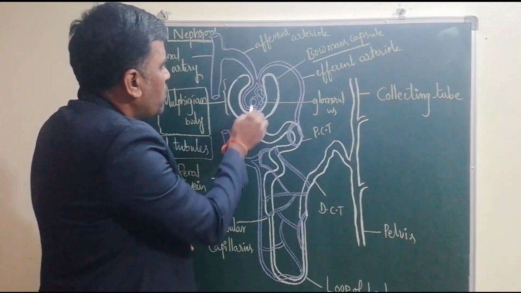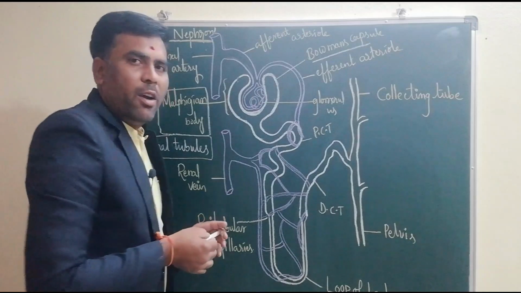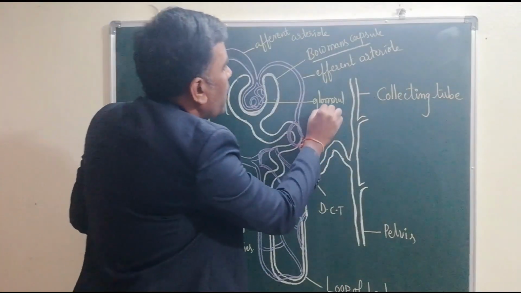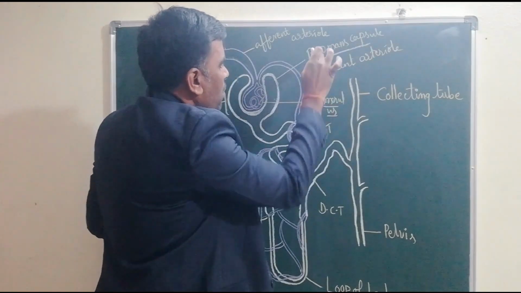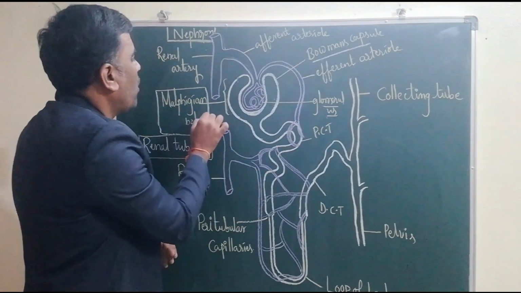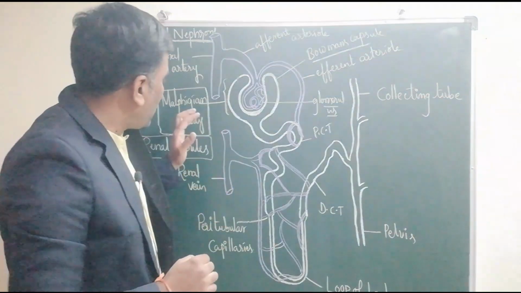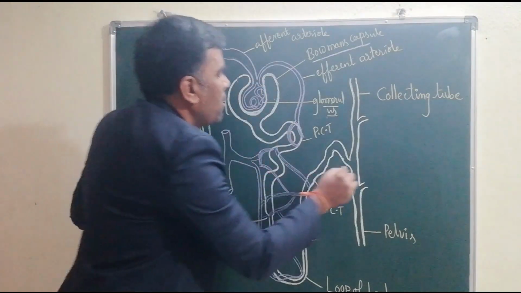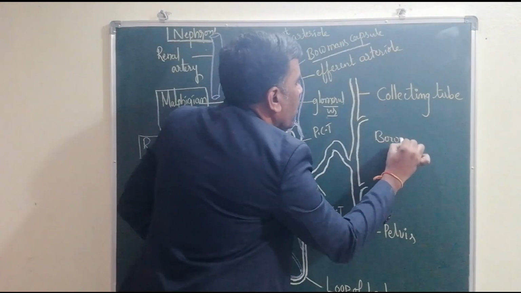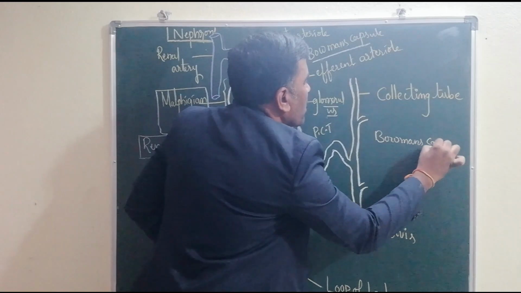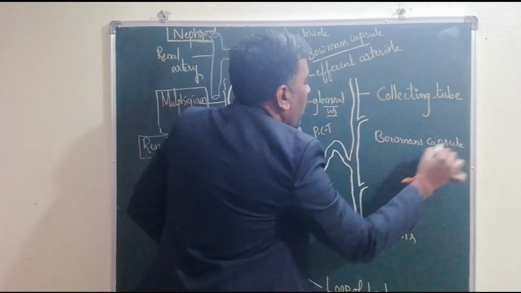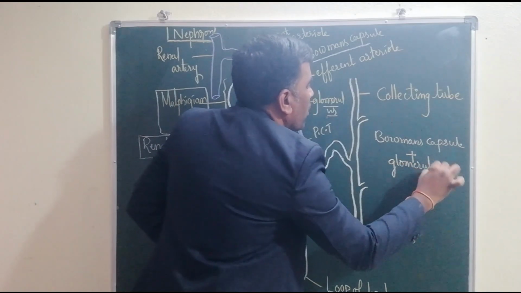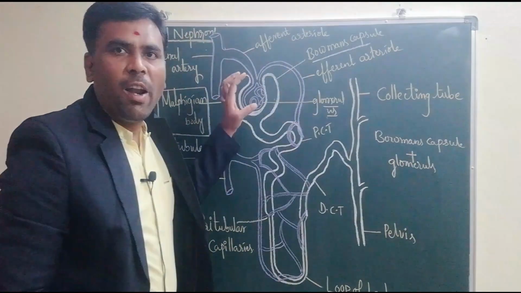Next, if you observe here, we can find a bunch of fine blood capillaries. We call it the glomerulus. This Bowman's capsule plus glomerulus together is called the Malpighian body. What is the Malpighian body? The Malpighian body is nothing but the Bowman's capsule plus glomerulus, together called the Malpighian body.